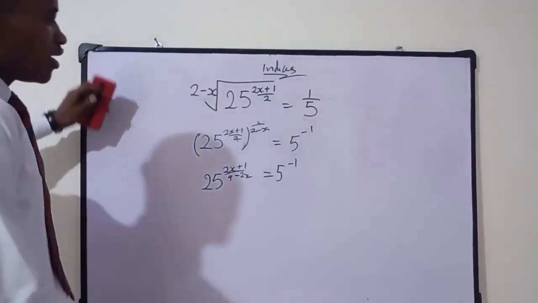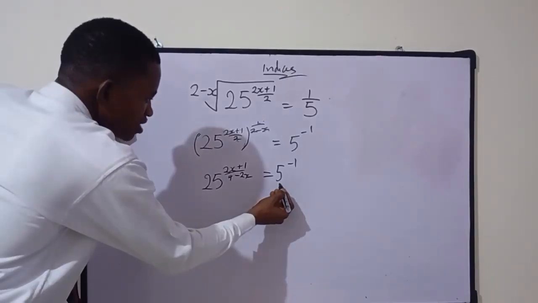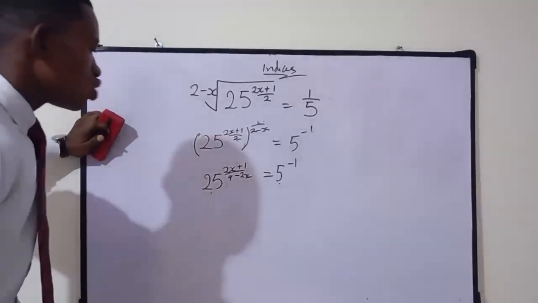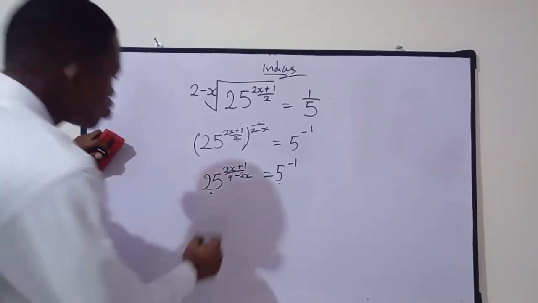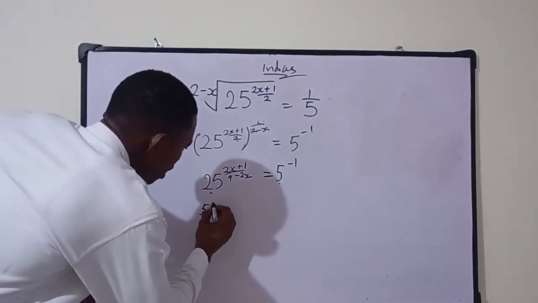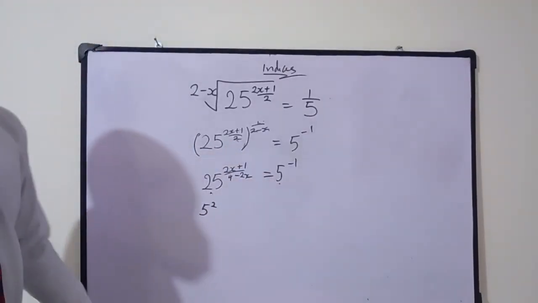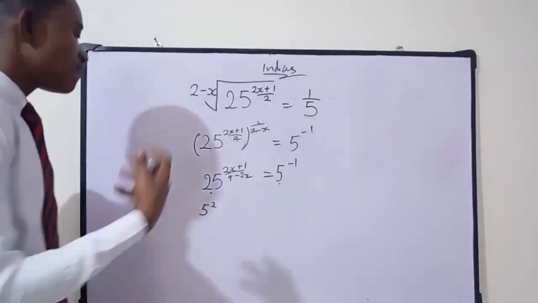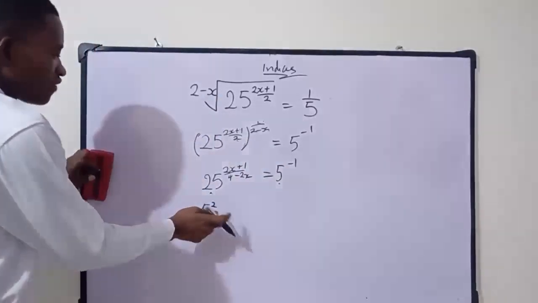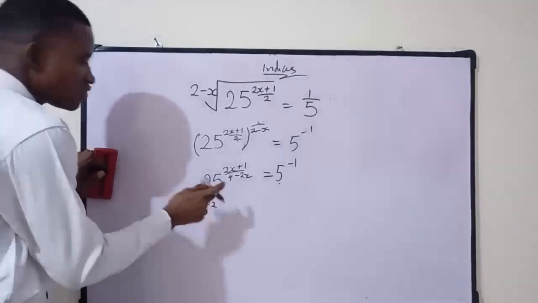So having this now, this is the base of 5. We need to make here 5 also. So we can make here by saying 5 times 5 will give us 25. So meaning we can write this as 5 to the power of 2. 5 to the power of 2 is different from saying 5 times 2. 5 to the power of 2 means 5 times 5. So 5 to the power of 2 gives us 25.